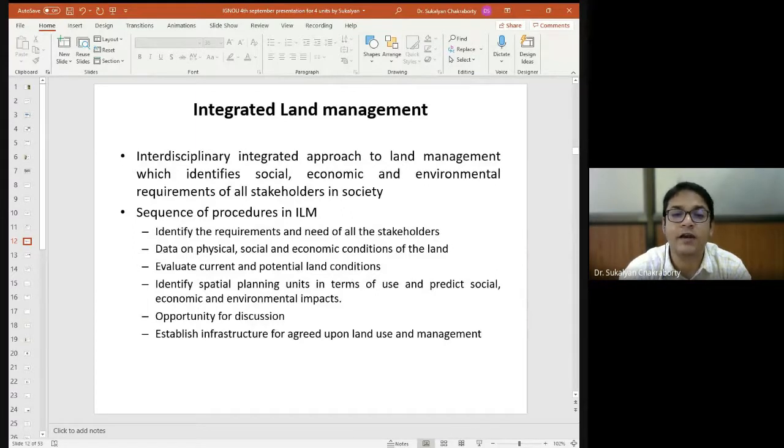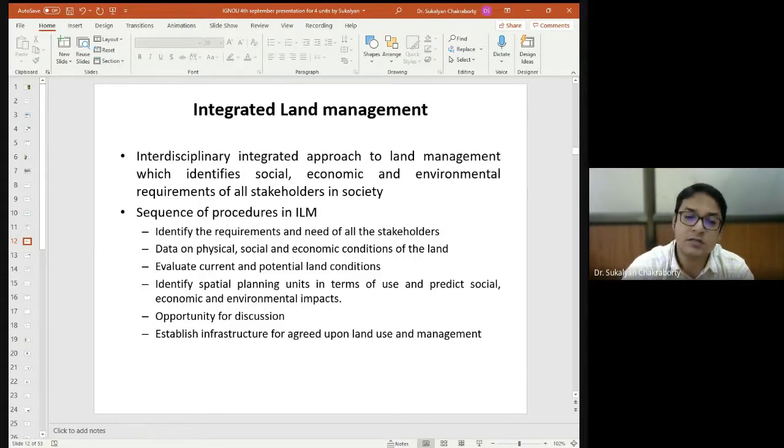How do we do the integrated land management? Identify the requirements and needs of all the stakeholders, the people living over there, or even other stakeholders whose interest is vowed over there. Data on physical, social, and economic condition of the land. Evaluate current and potential land conditions. Identify special planning units. Opportunity for discussion and establish infrastructure for agreed upon land use and management. I think the example that I have given you covers all these aspects, land reclamation.